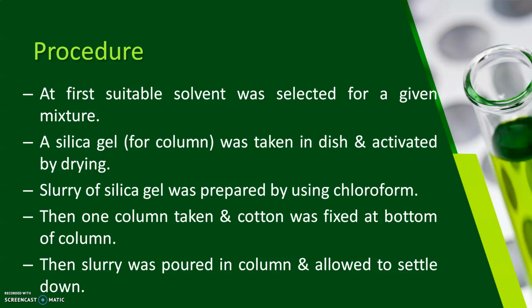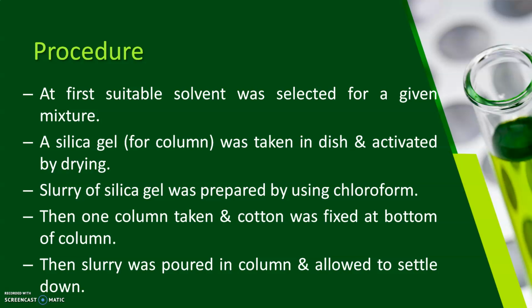This practical is based upon the separation of different types of components from natural origin, so we want to use plant material. For example, we can take spinach leaves, triturate those leaves and use them as a sample. At first, a suitable solvent was selected for the given mixture. It becomes a mixture of the different types of pigments present in that spinach sample.